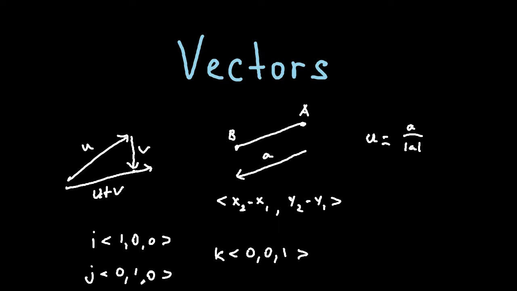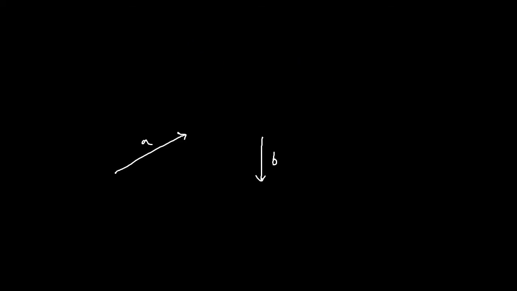So let's take a look at vectors. So to give a basic intro on vectors, let's say we have two vectors A and B. So a vector has two main parts. It has its initial point, or its starting point, and then it has its terminal point, or its end point.